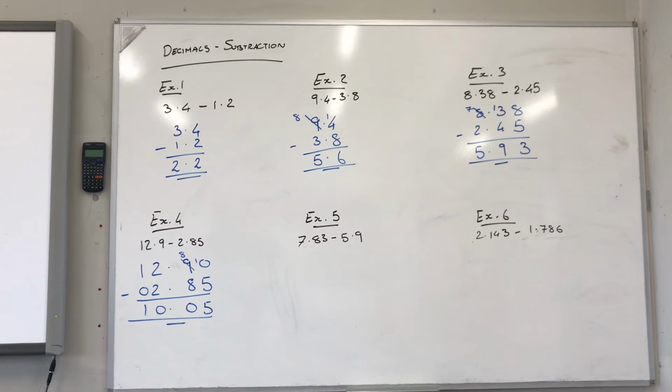There, I just made sure I filled in all the blank spaces with 0 so I don't get confused. And then 0 take away 5, I could not do, so I borrowed from the tenths, giving me 10 take away 5, which is just 5. 8 take away 8 is 0, decimal point, 2 take away 2 is 0, and 1 take away 0 is 1.